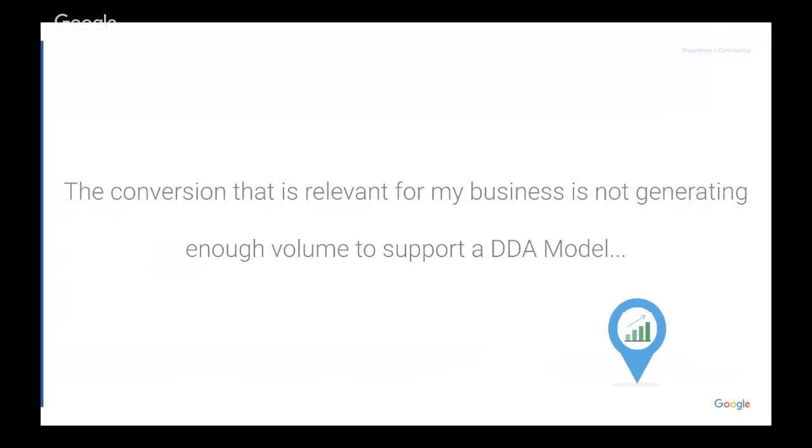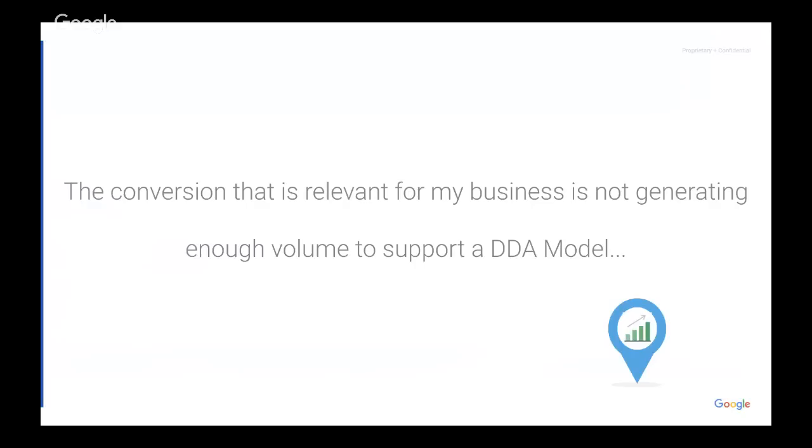Cool. So, now that we've addressed that issue, the conversion that I care about isn't actually generating enough volume to support a DDA model. What might you suggest around that, Constantin? That's a good question, and we appreciate that the volume that you need to create an efficient DDA model might be somewhat high for certain verticals, since you need roughly 600 in the last 30 days.